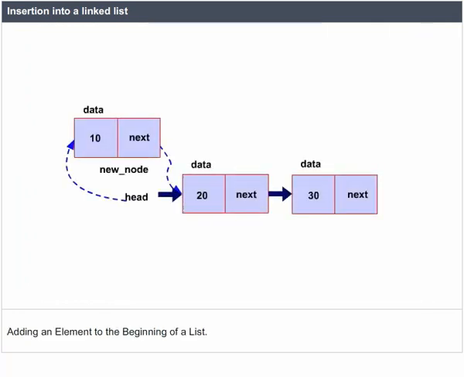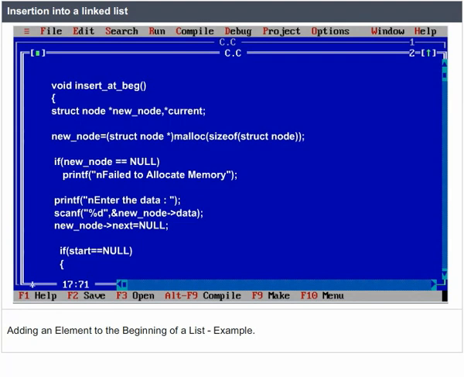Adding an element to the beginning of a list. Here is a code to perform this task. Adding an element to the beginning of a list, example.